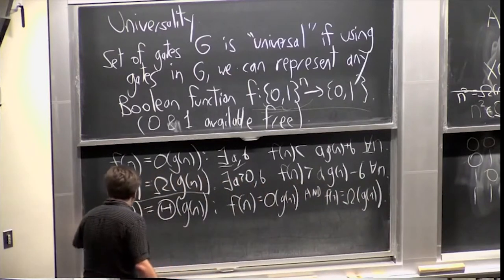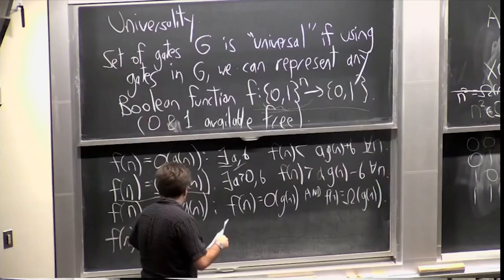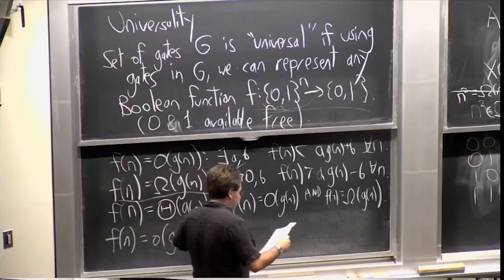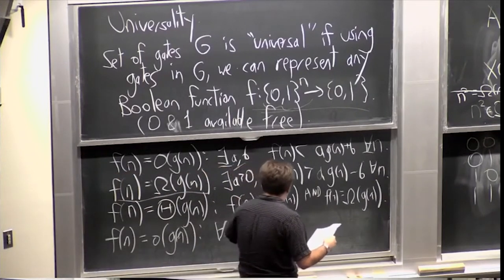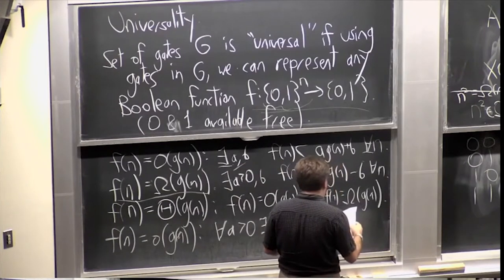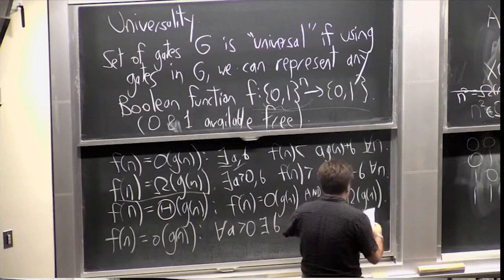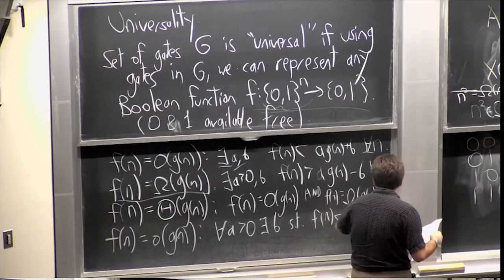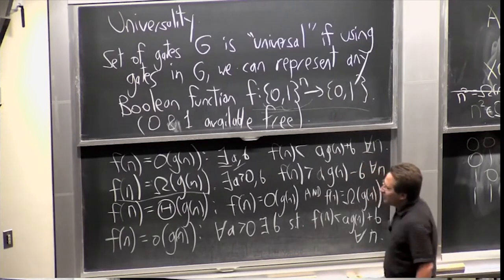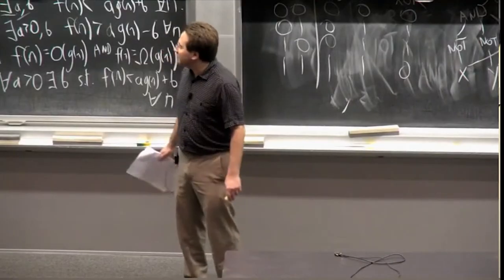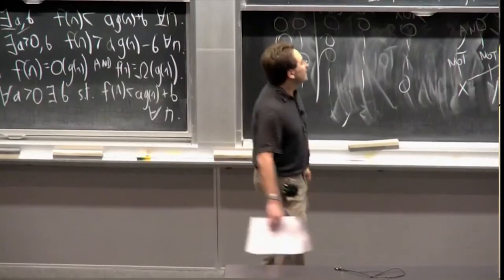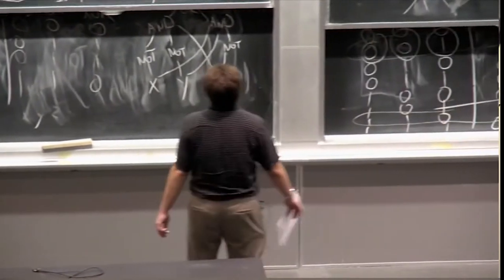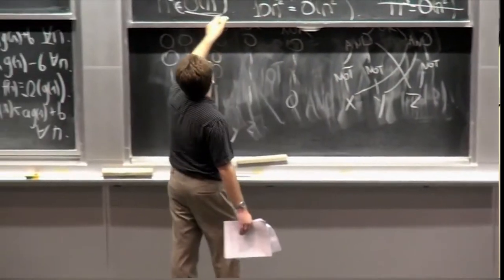And then there's one last one that we sometimes like. We say f of n is little o of g of n if for all positive a, there exists a b such that f of n is less than a g of n plus b for all n. This is saying that f of n grows asymptotically slower than g of n. So g of n is an upper bound, and it's a strict upper bound. So we could say that n squared is little o of n cubed.